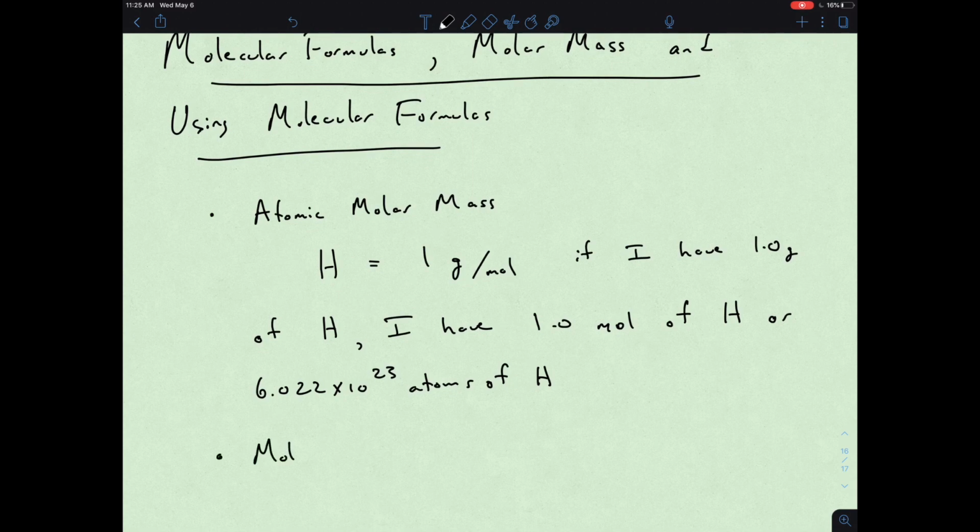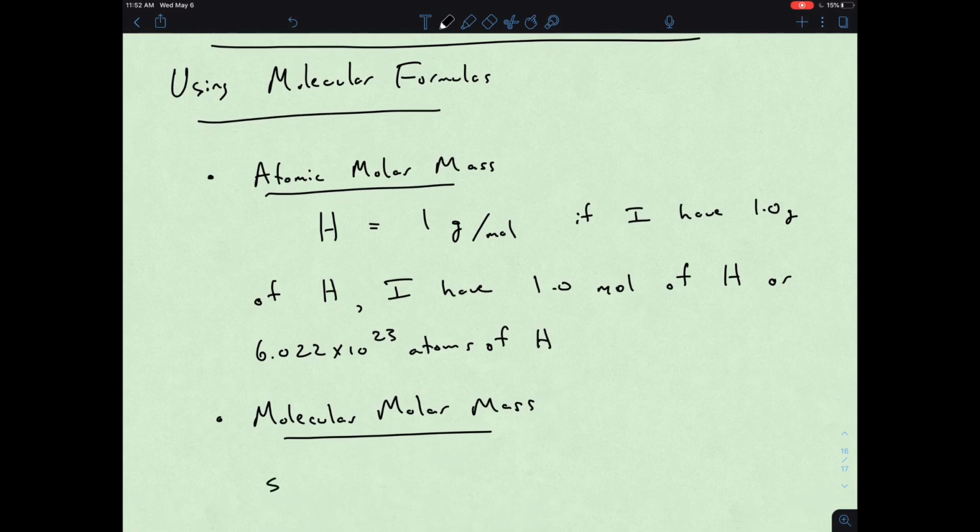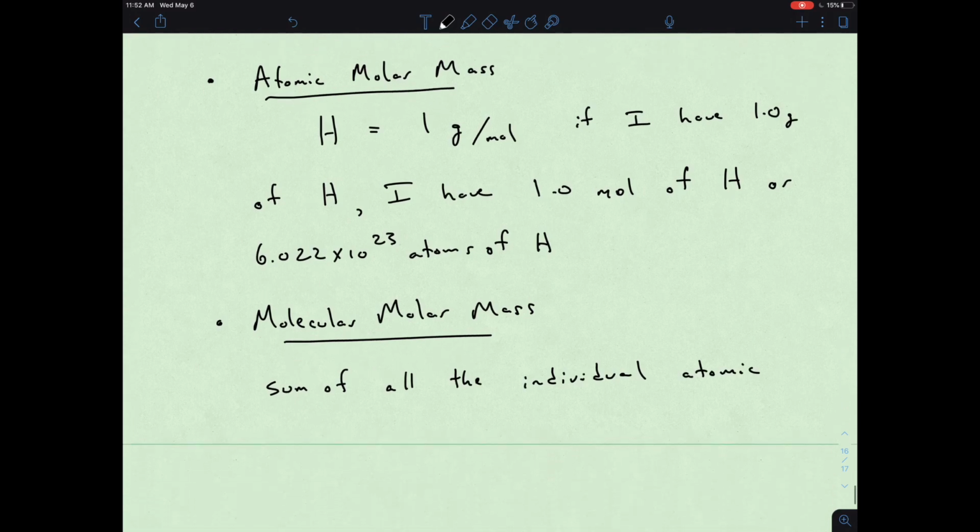Now if we're getting to molecular molar mass, and molecular molar mass is the sum of all the individual atomic molar masses that basically make up the molecule or make up the formula.